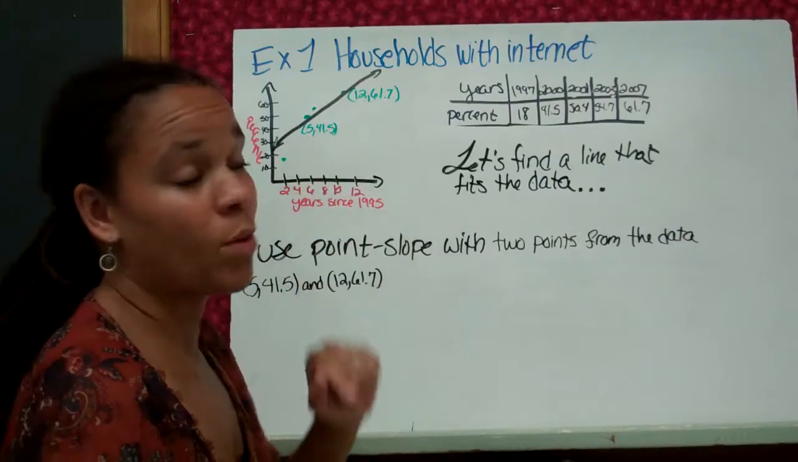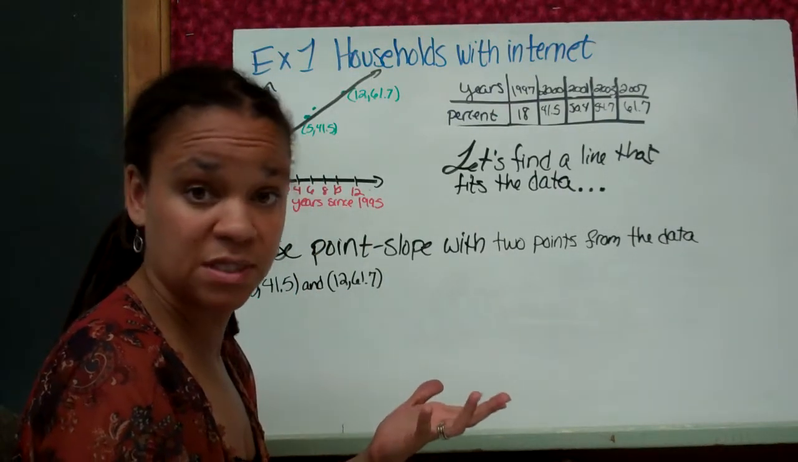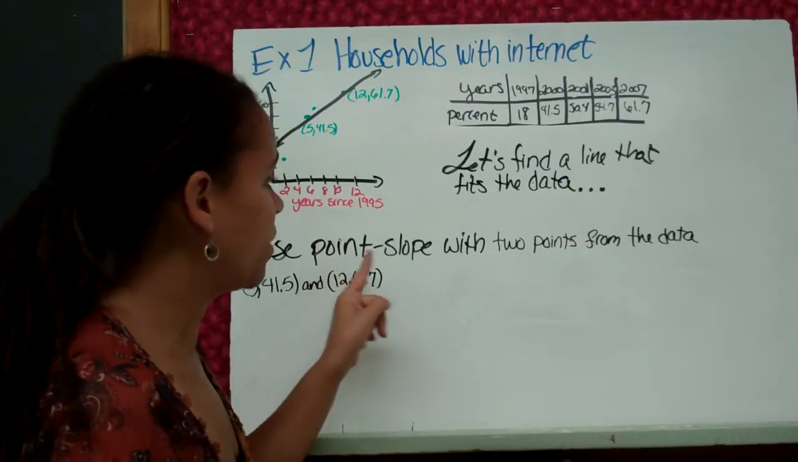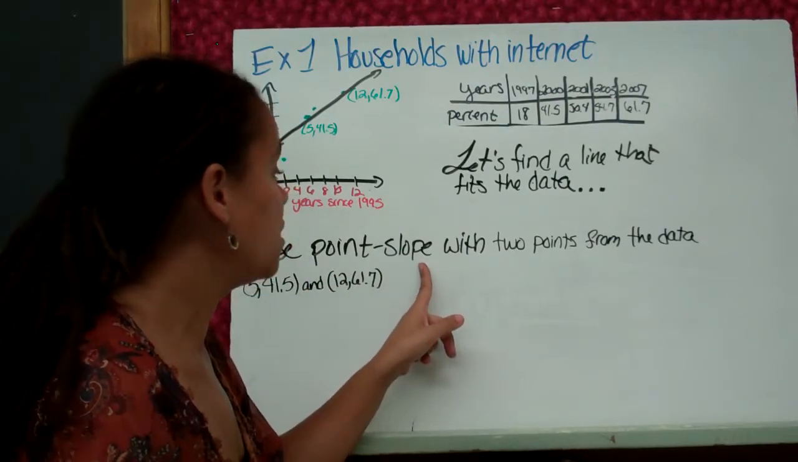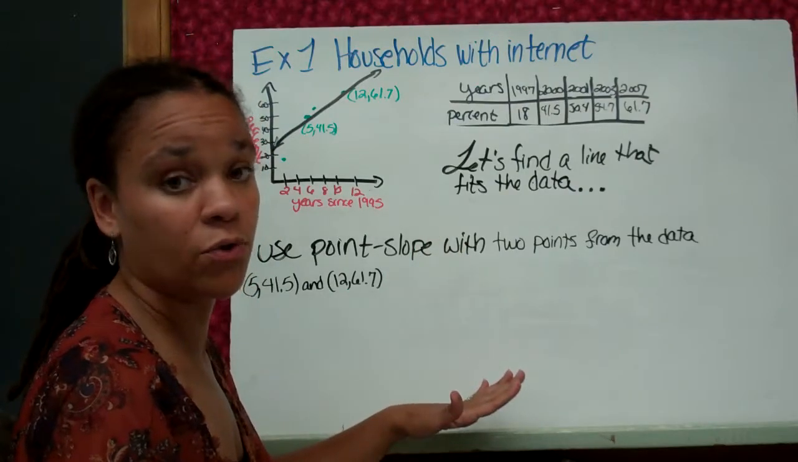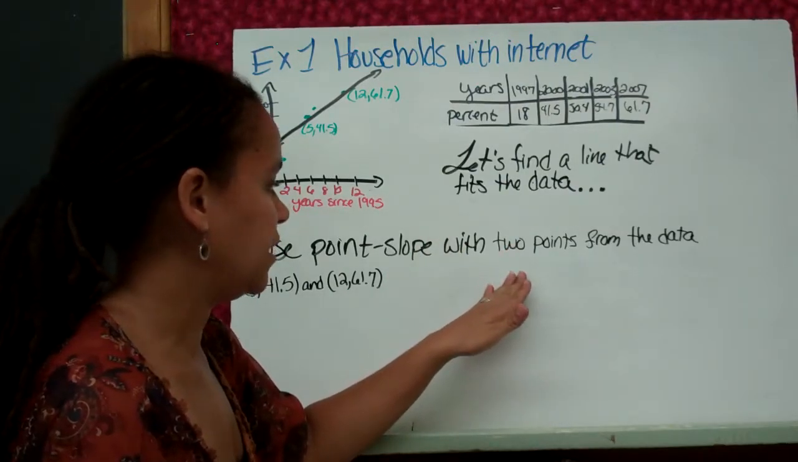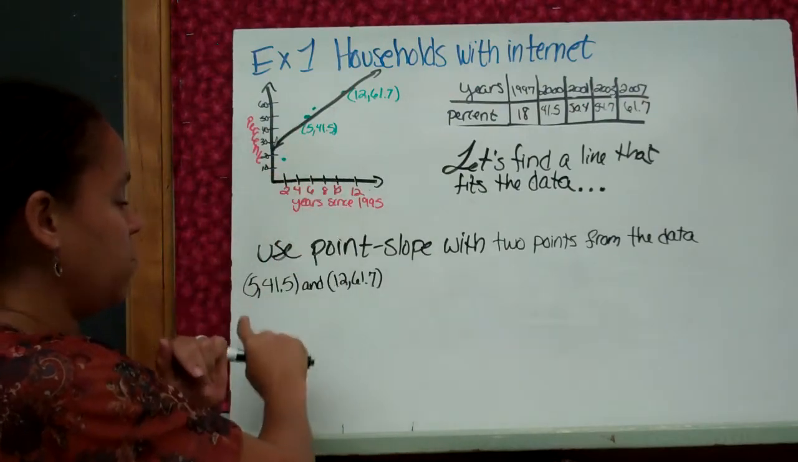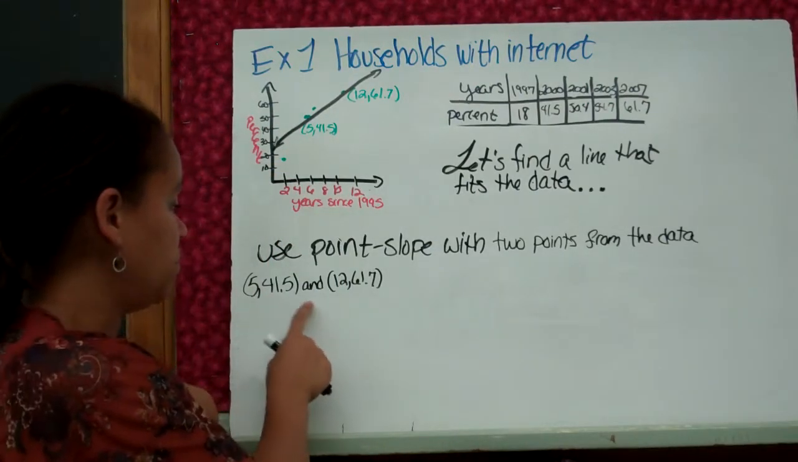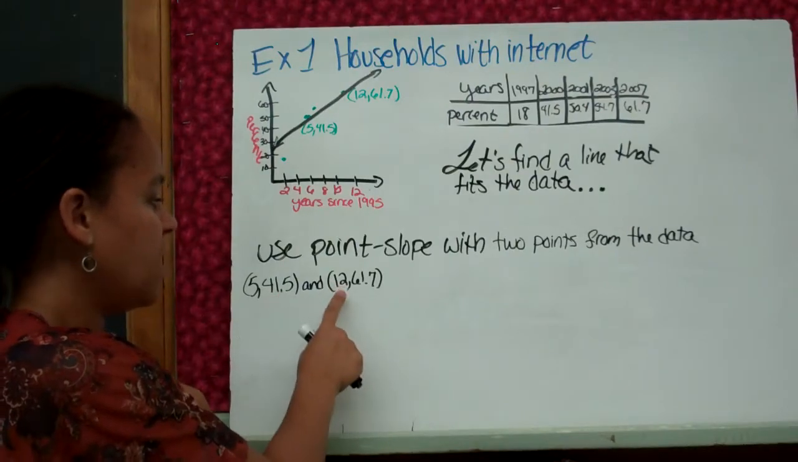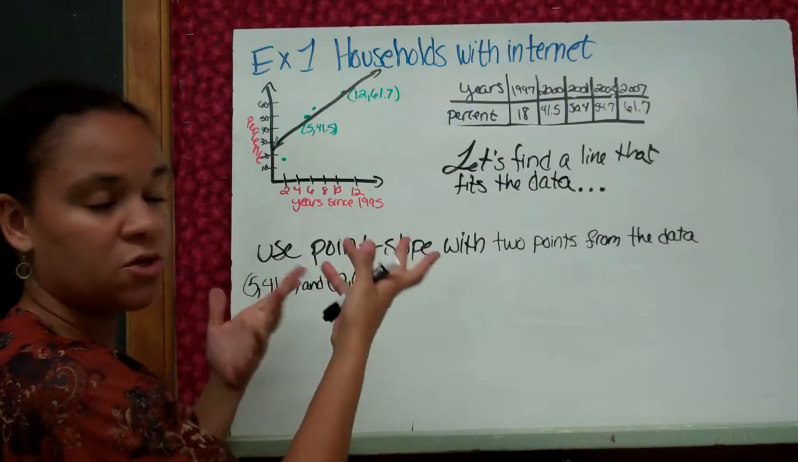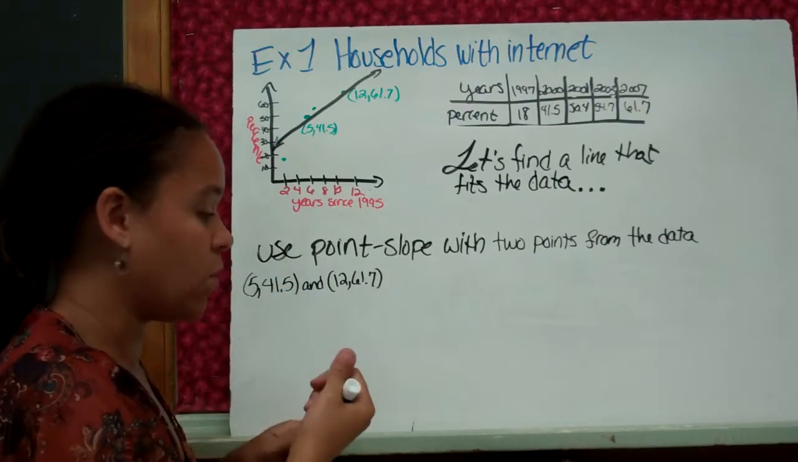So we want to write the equation for this line so that we can use this to predict what will happen in 2050. And we're going to use point slope. This is a review. We've already done point slope, so I'm going to go through it pretty quickly. You have 2 points on the line. On my line that I chose, I have 2 points, (5, 41.5) and (12, 61.7). So we're going to use these 2 points and use point slope form like we have before.